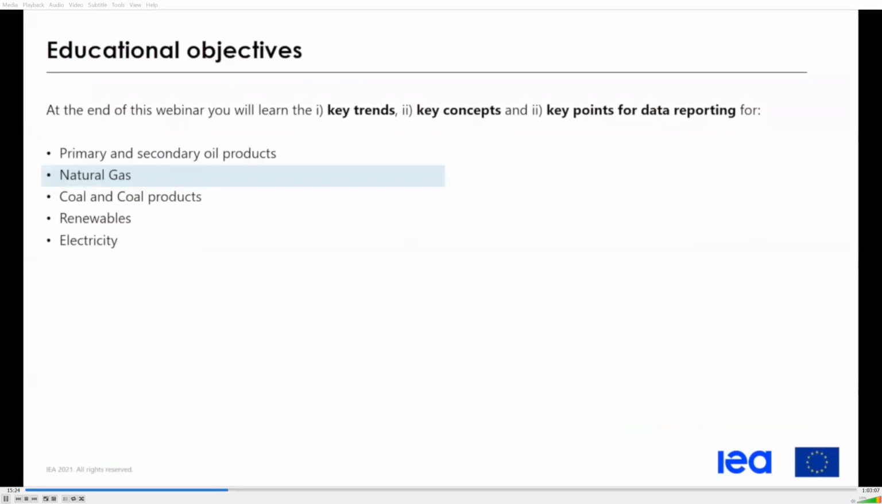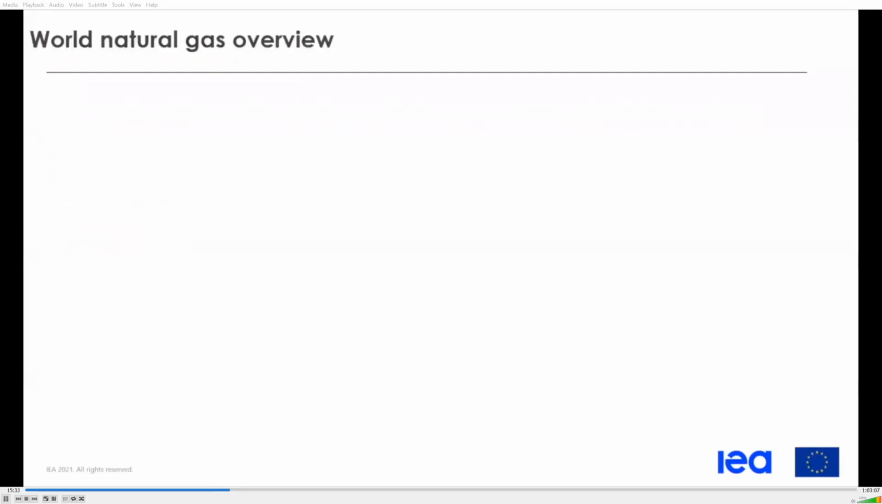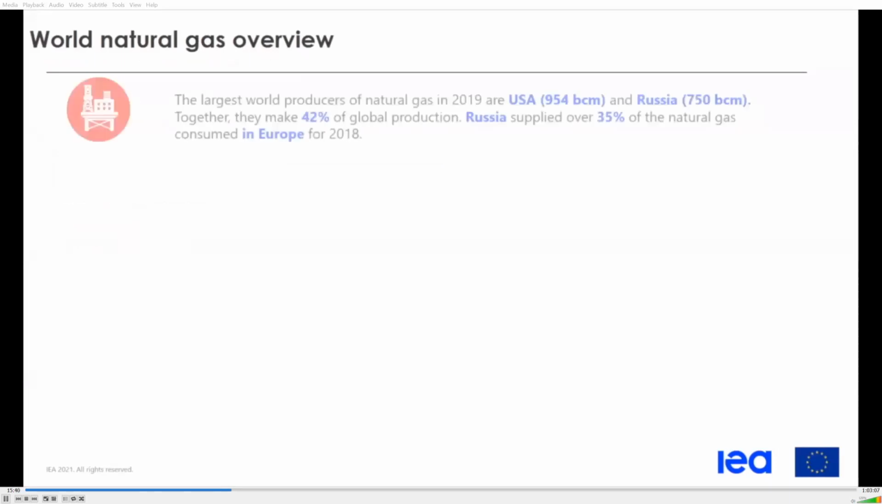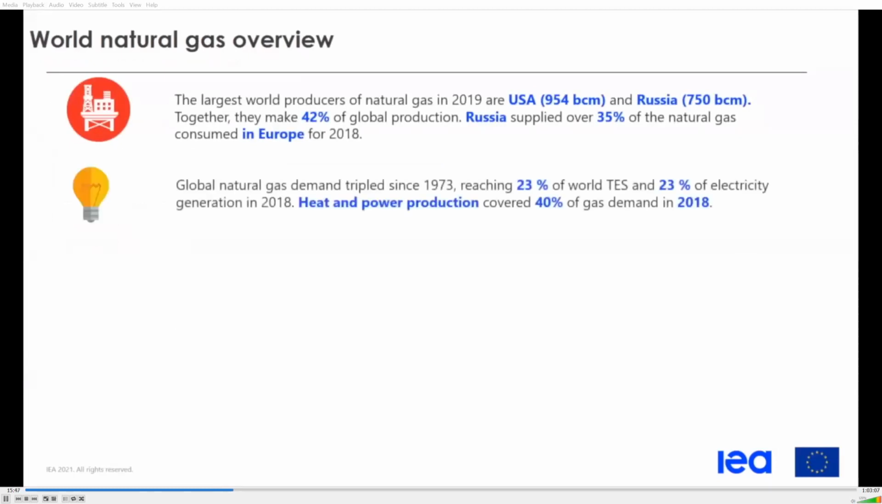Now let's talk about natural gas, and let's start with some key trends on these products. Natural gas is the fossil fuel that grew the most in the last decades. Its largest producers are now the USA and Russia. And its demand almost tripled since 1973, mostly due to its large demand in heat and power production.